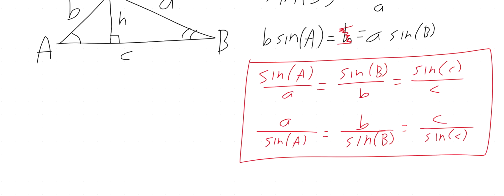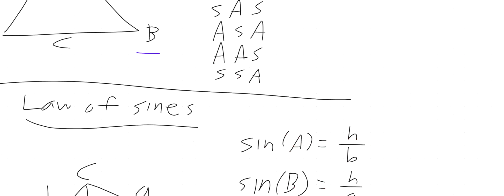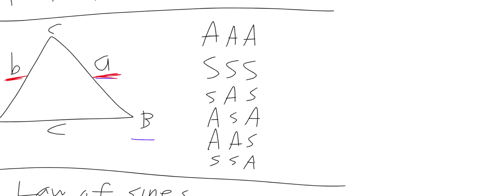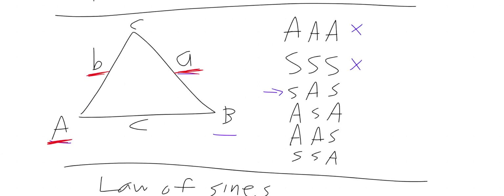So going back to our options, which of these does that apply to? This one doesn't, it has all angles. This one has all sides, does not work. Now, this one does have two sides and an angle, but when we do the side angle side, it has parts from A, B, and C. What we need are two from A or two from B, or what I like to call a matching pair, a side and an angle of the same letter. We don't have that with side angle side.